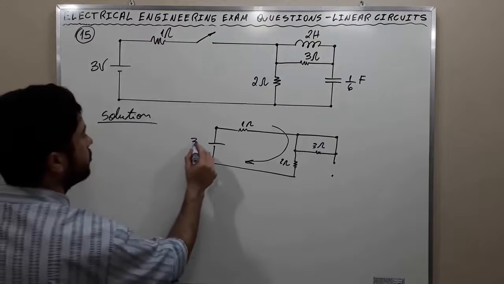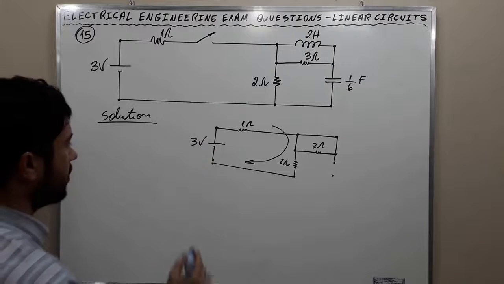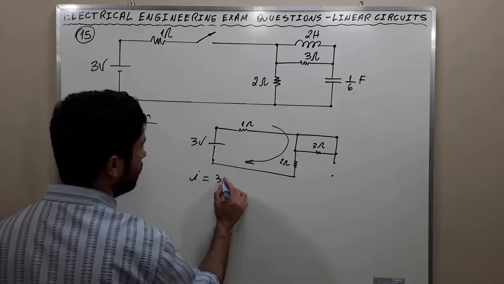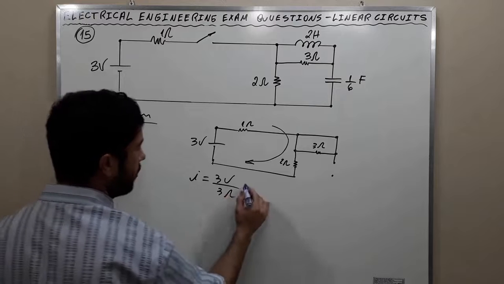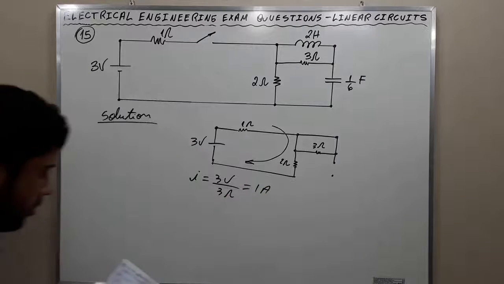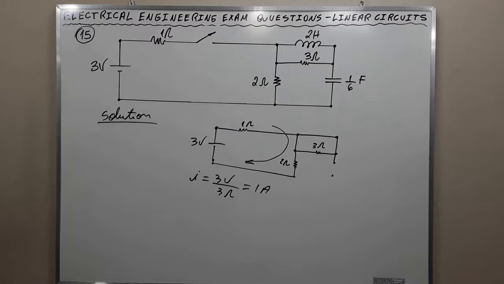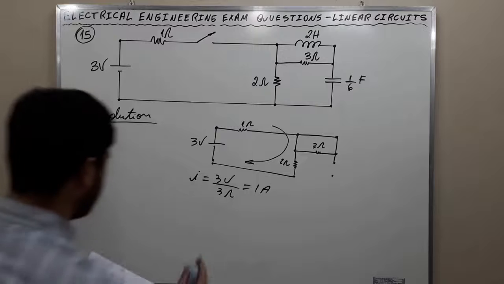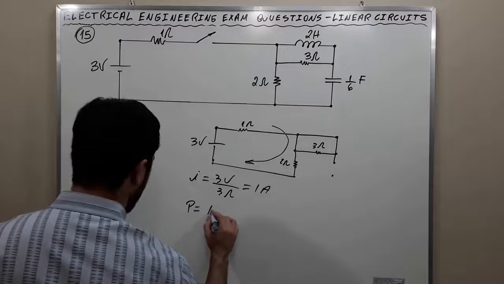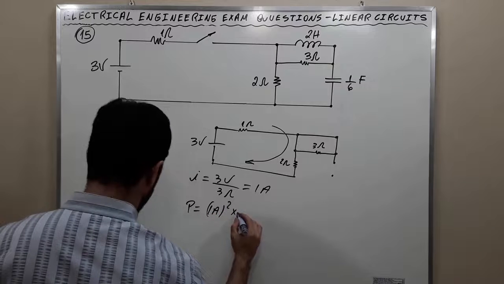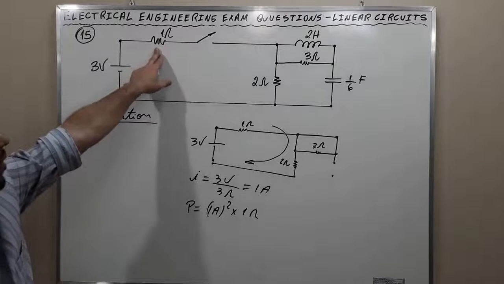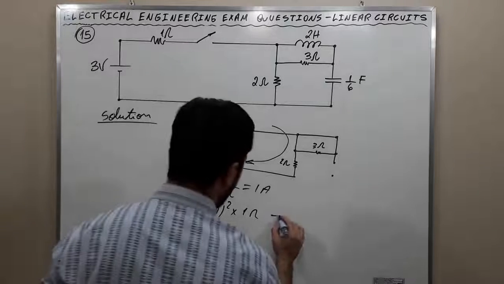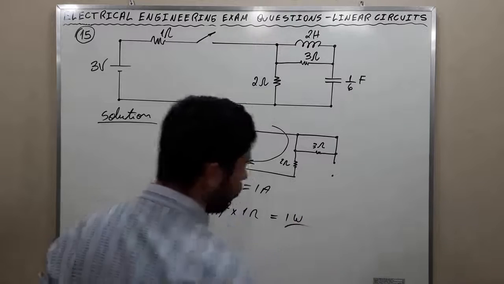And we have here 3 volts. And the value of the current is going to be 3 volts divided by 3 ohms. 1 plus 2 is 3. And it is 1 amp or 1 ampere. With the value of the current, we can calculate the power in watts. The power is 1 amp squared times the value of the resistance. This resistance here, and ultimately it is 1 watt.